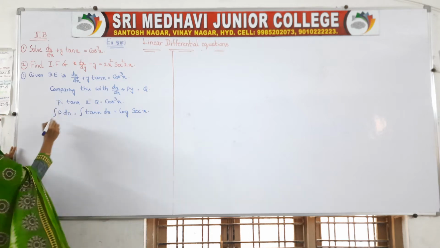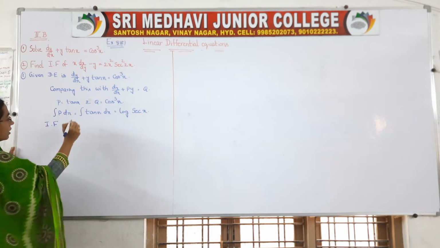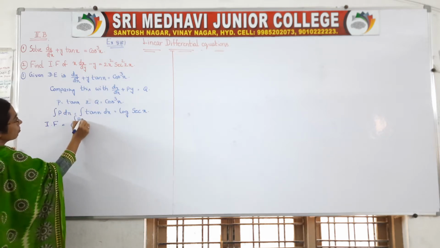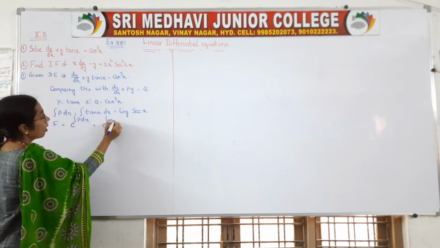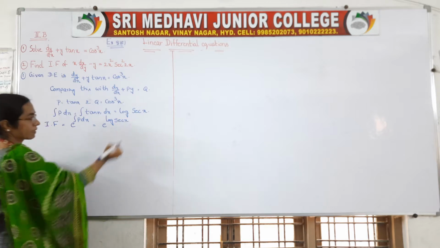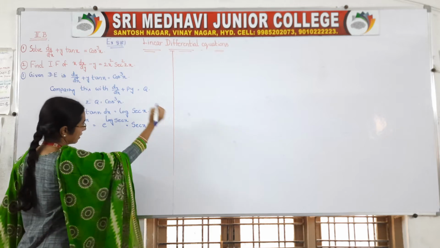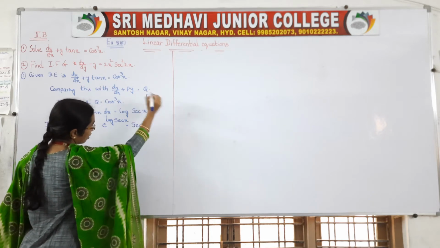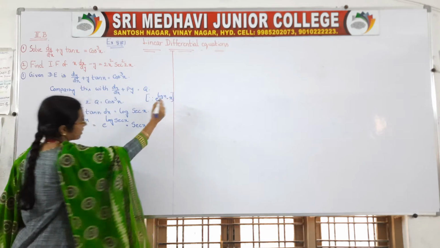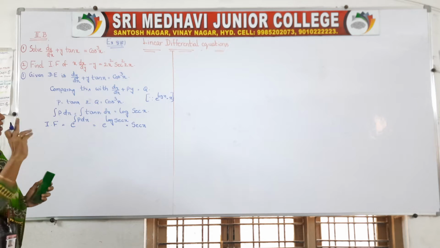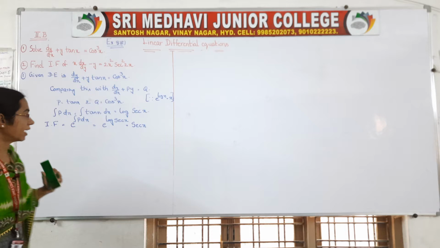Now you find out the integrating factor. The integrating factor is equal to e to the power of integral p dx, which is equal to e to the power of log of secant x, which is equal to secant x. Why? There is one formula: e to the power of log x is equal to x, where x is a variable. Instead of x you can have any value, right? So it is secant x.